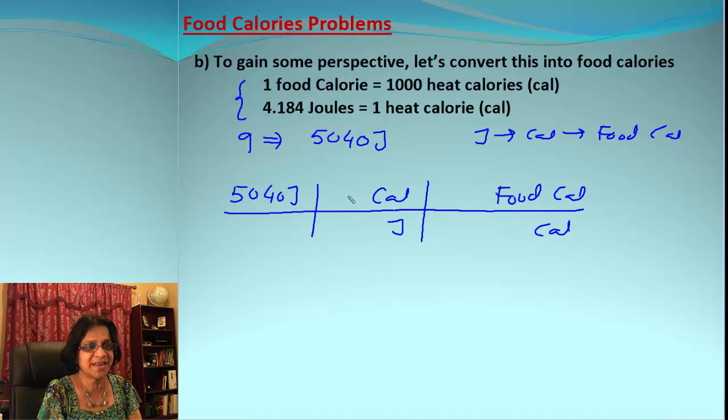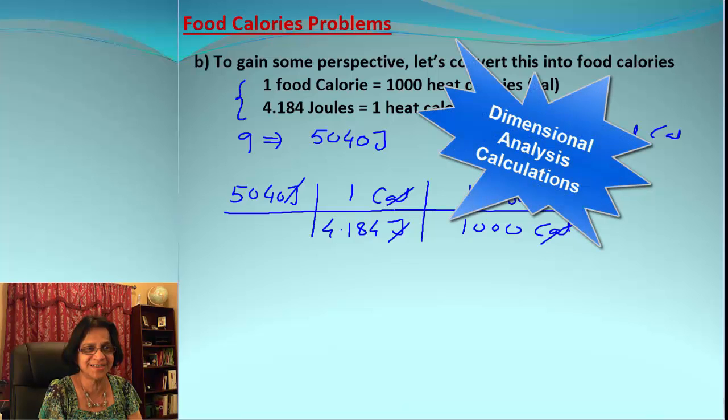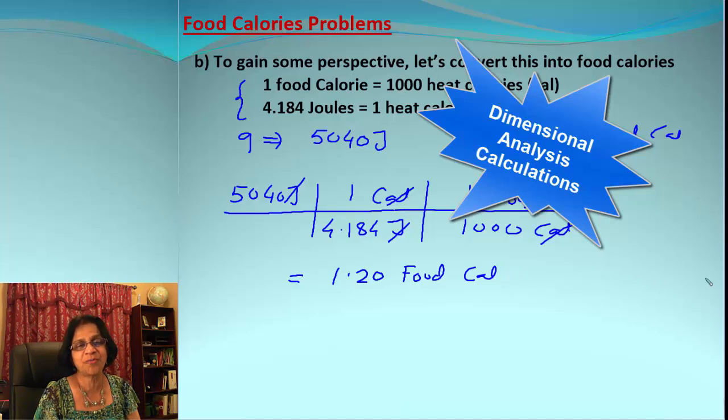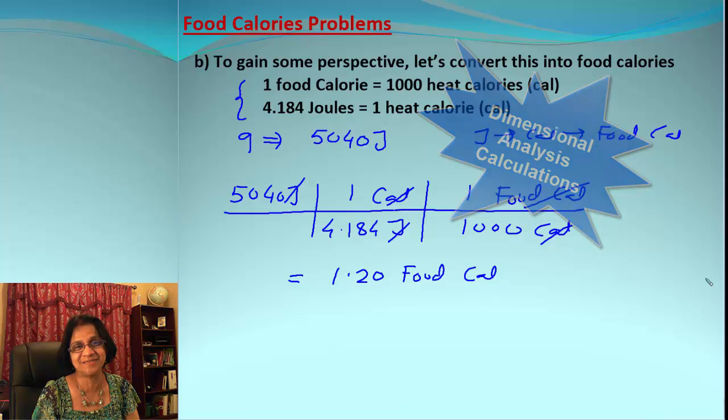So joules and calories: calories is 1 and joules is 4.184. Food calories is 1 and heat calories are 1000. When we solve this, what do we get? We get the final amount of food calories, which is 1.20. So this is a simple method of calculating food calories for any given substance.